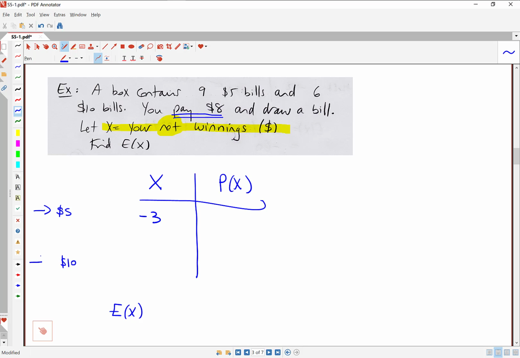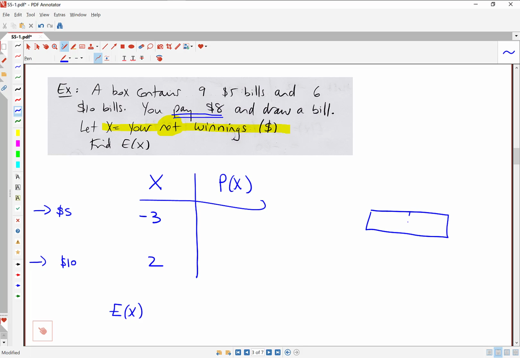Whereas if we were lucky enough to get the $10 bill, then we'd have the $10 minus the $8 that we paid to play. So 10 minus 8 would be +2. Okay, so in that scenario, we have net winnings of $2. Now we need to find the probabilities that go with these. So it might help just to have a visual here.